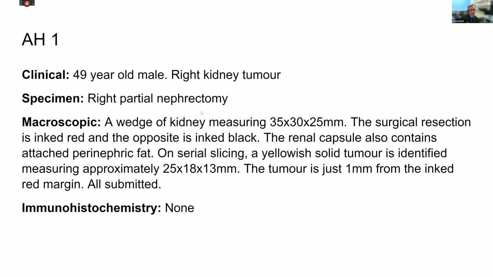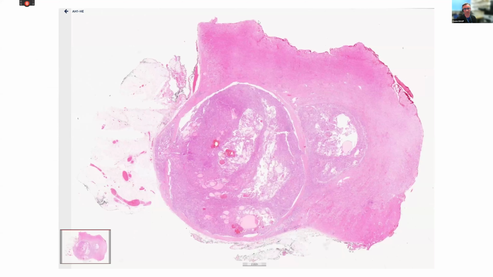So AH1, first of all, what we're told, it's a 49-year-old male, 25mm tumour, close to the margins. It was described as a yellow solid tumour, and no immunohistochemistry was provided. So on low power, we have a partial nephrectomy specimen. It's been inked at the cut surgical margin. We have well-defined tumour, which looks as if it's pushing but not invading into the surrounding perinephric fat.